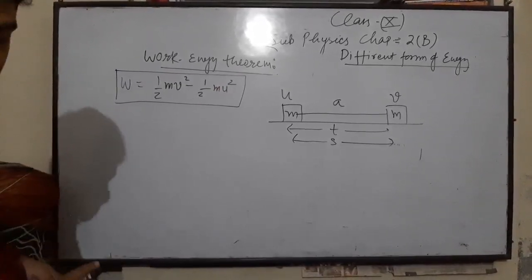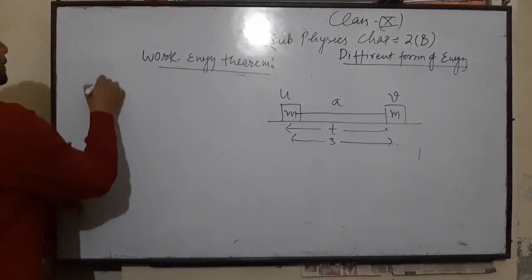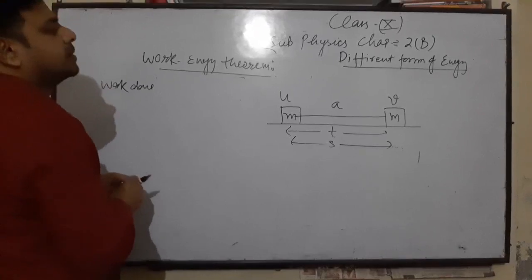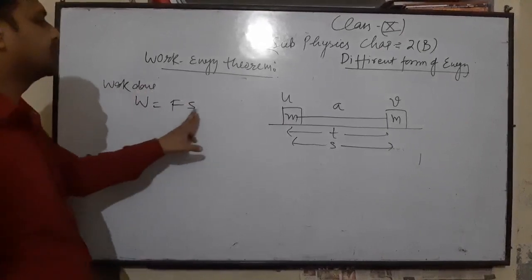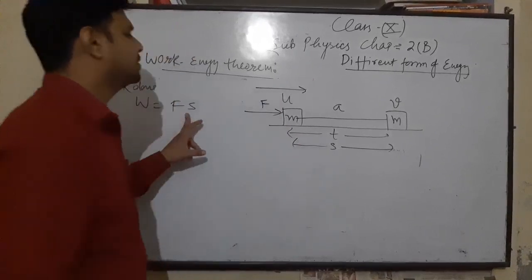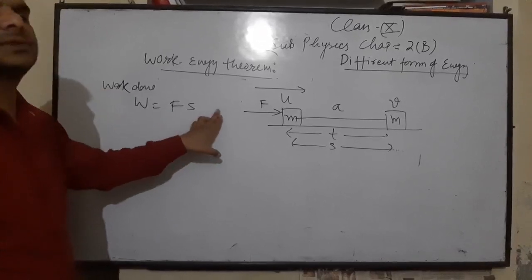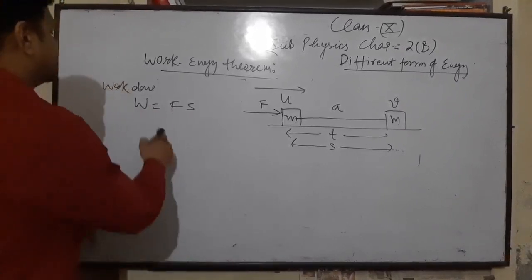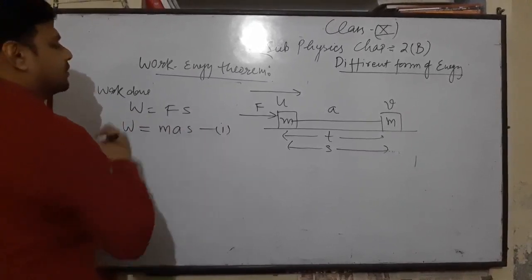Now, as we know, the work done by the force due to which some acceleration is produced is given by W is equal to Fs, force into displacement. We have applied force in the direction of motion, in the direction of displacement, so the value of theta is 0. So in W is equal to Fs cos theta, theta is 0, cos 0 is 1. So the work done is W is equal to Fs. Now we know F is equal to ma, so W is equal to ma into s. This is equation number 1.